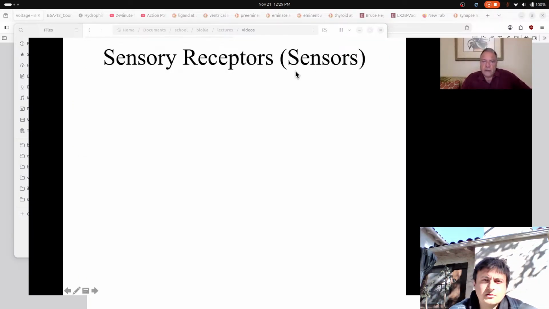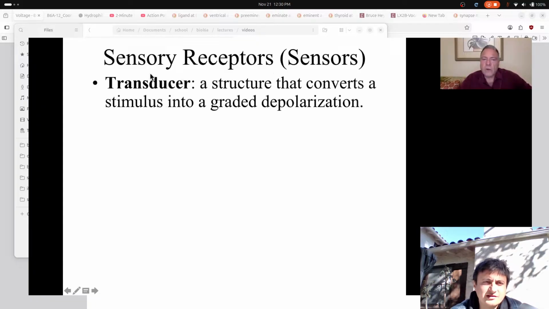So these sensors then, that's these sensory receptors, are what we call transducers, and that term we use in electronics as well. It's how you take an electrical signal that's produced in response to light or touch or temperature or whatever it is. So we use the same vocabulary here for our sensory system. So a transducer then is a structure that converts a stimulus, some change in the physical environment, to a graded depolarization. I'll write that down.